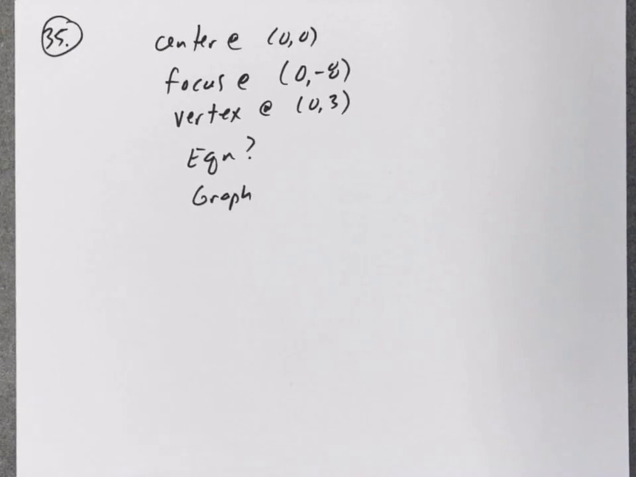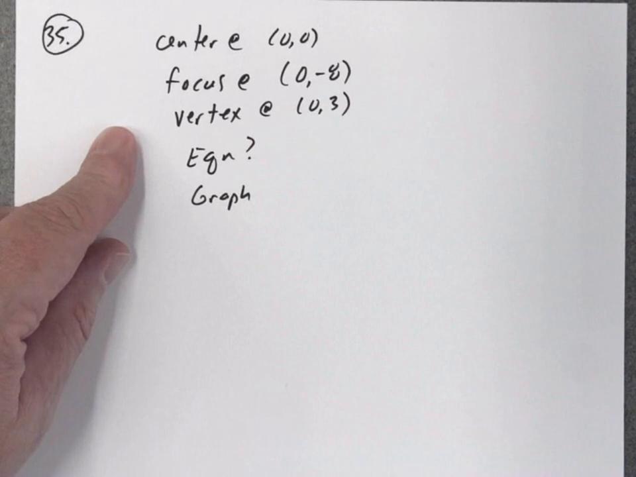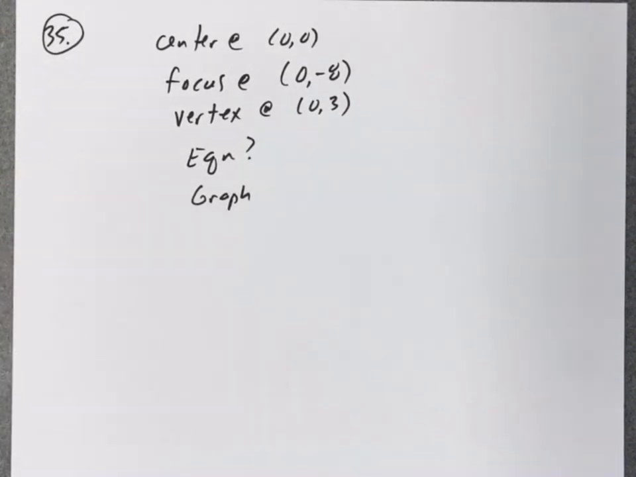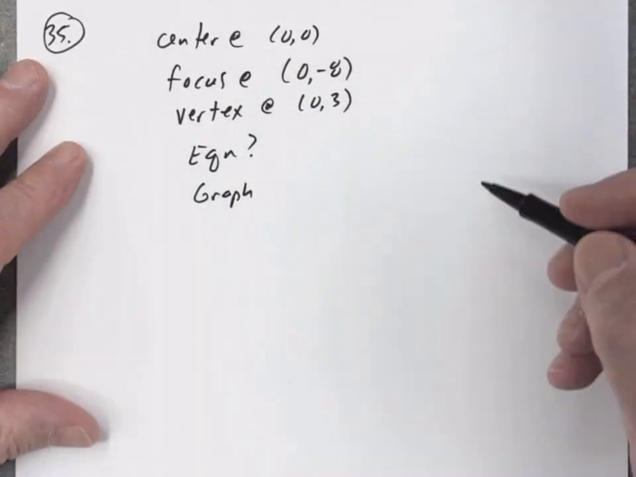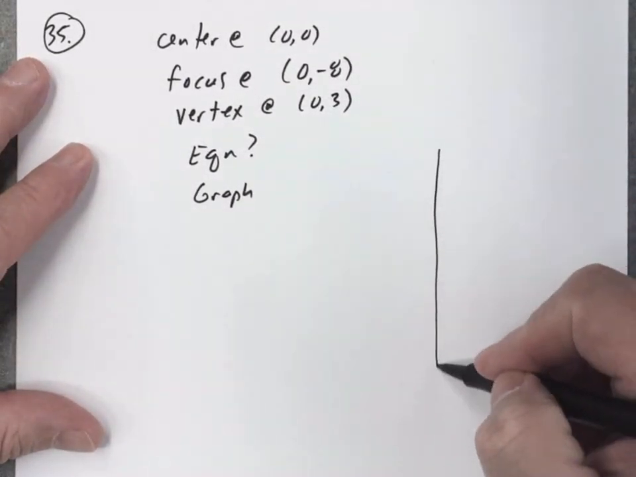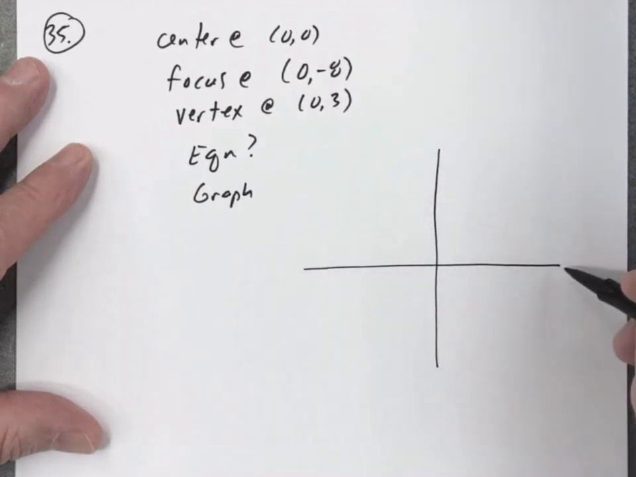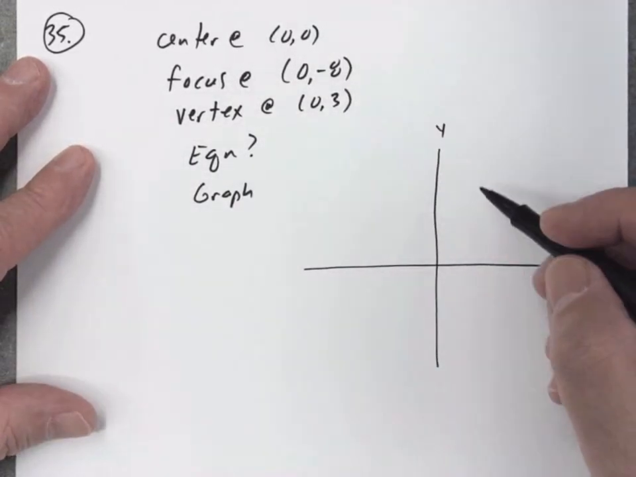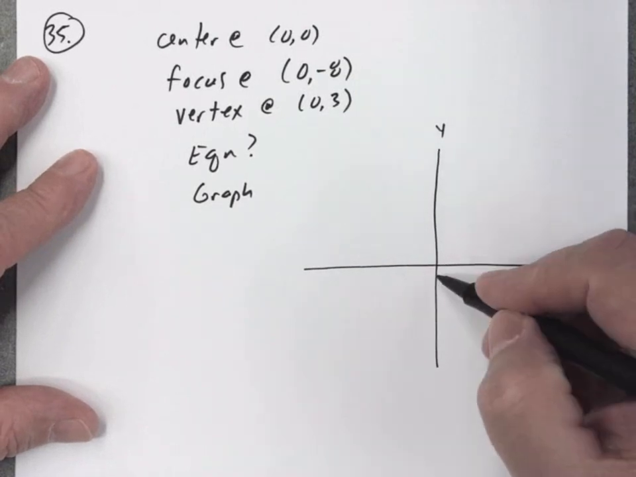So finally we have some problems with hyperbolas. Number 35 gives us information about the hyperbola, and they want to know the equation and to create a graph. So let's go ahead and plot what we have so far. Focus 0, -8.